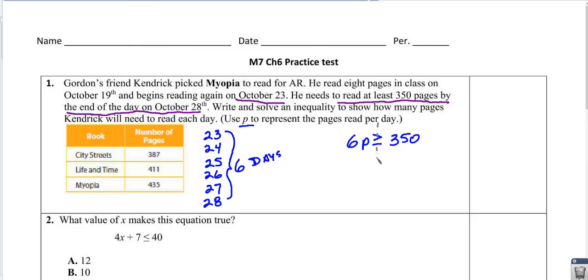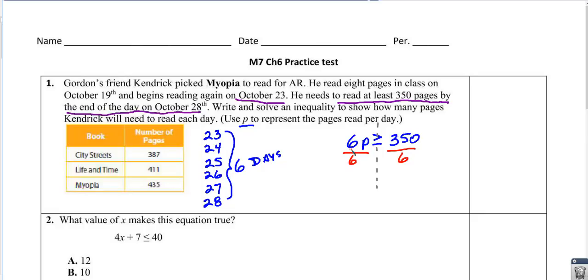So now we have an inequality. And we're going to solve that inequality the same way we've been solving equations. In this case, we're going to divide by 6. 6 is the what? Yeah, 6 is the coefficient. Excellent. What does the coefficient tell you? The amount of what? How many P's you have.